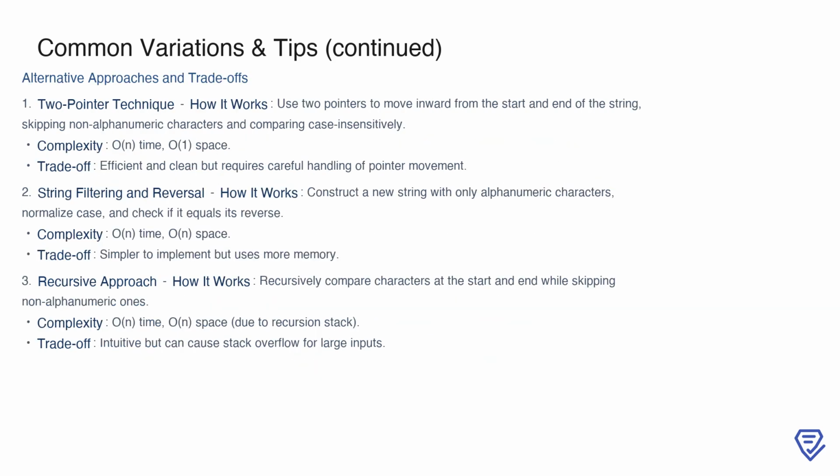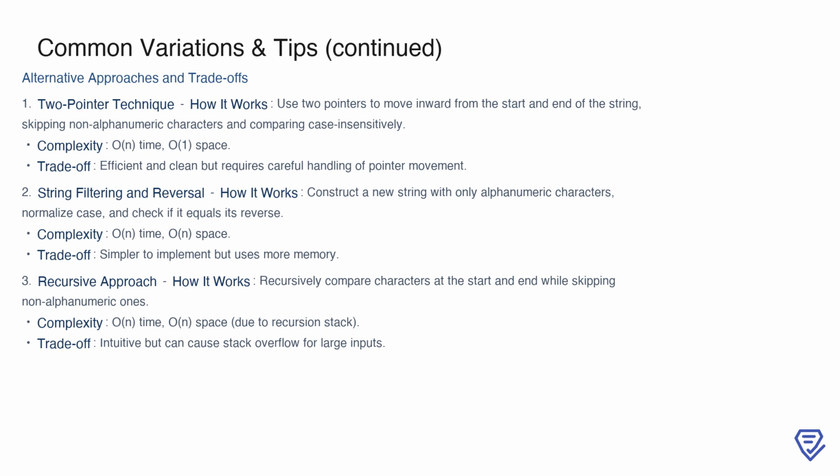Now let's compare a few alternative approaches and their trade-offs. The 2-pointer technique is a popular method. It works by using 2 pointers that move inward from the start and end of the string, skipping non-alphanumeric characters and comparing them case-insensitively. This approach is efficient with O(n) time complexity and O(1) space complexity, but it requires careful attention to pointer movement.